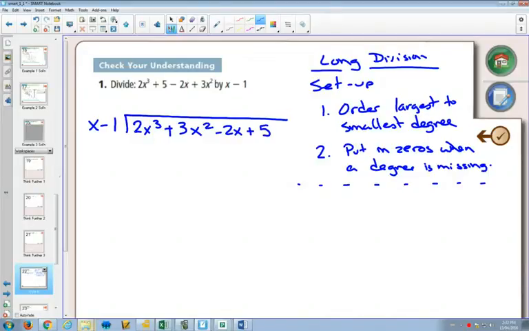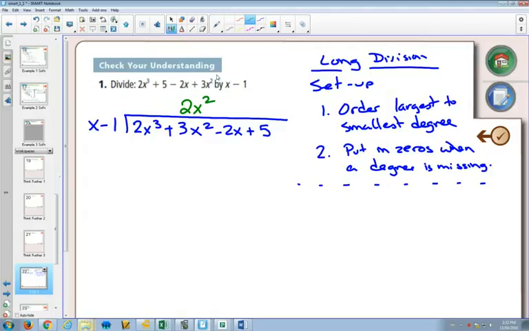So just like long division with regular numbers, the process looks as follows. You look at your first term. In this case, it's a 2x cubed. What would I have to multiply x minus 1 by to get a 2x cubed? I'd have to multiply by a 2x squared. So the first thing you're going to write is 2x squared on the top. And we write it above the x squared column just to hold things in place.